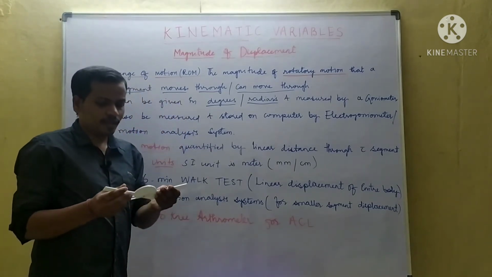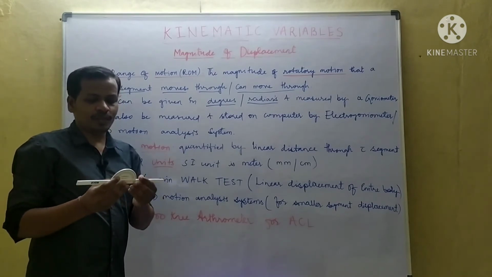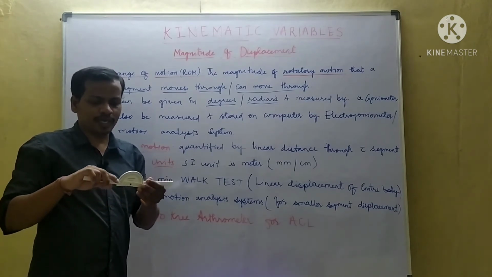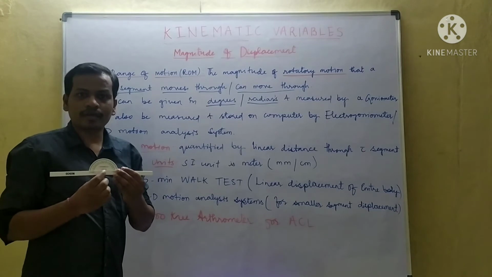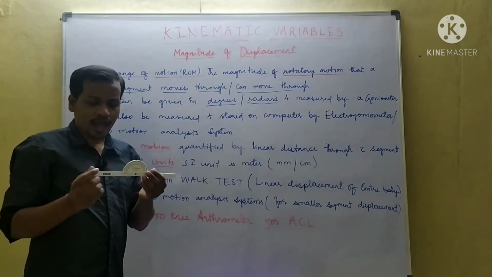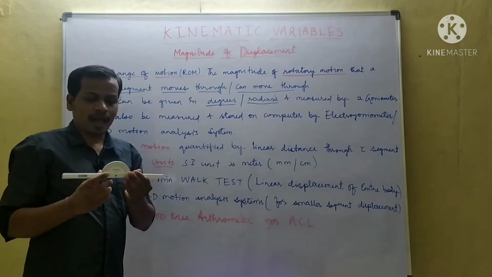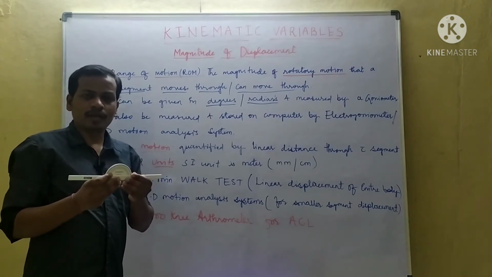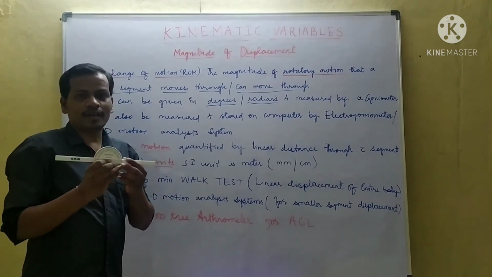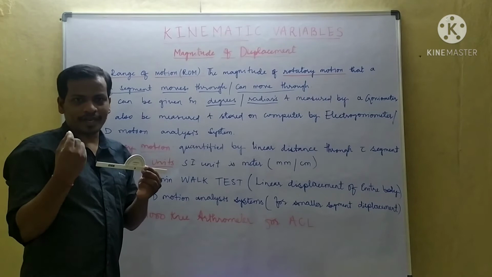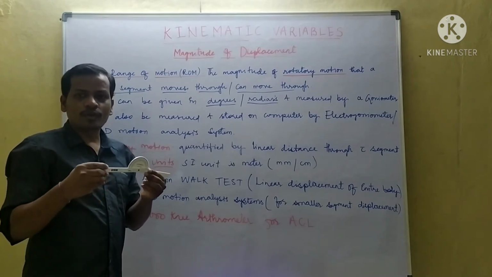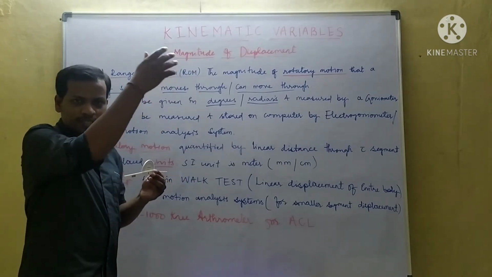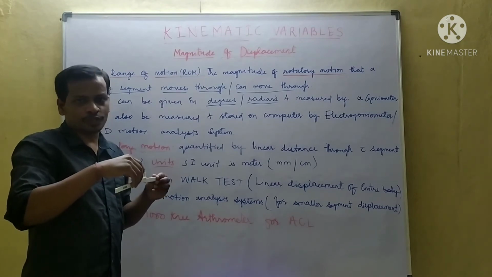What is a goniometer? This is a goniometer, a half circle goniometer, and this central part is the fulcrum. This is the mobile part and this is the stable part. The fulcrum aligns on the joint axis, the mobile part aligns along the moving segment, and the stable part opposite to it.